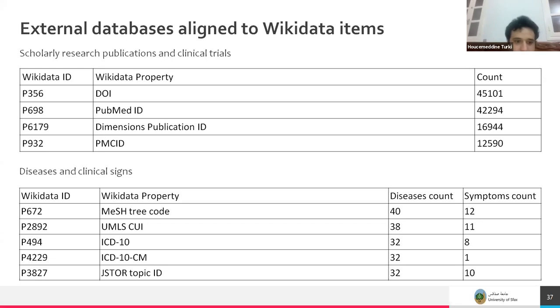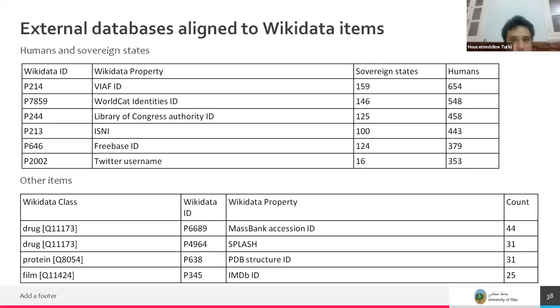And concerning disease, we have seen that the diseases and symptoms are linked in Wikidata to MeSH, to ICD-10, to UMLS metathesaurus, to the major biomedical semantic resources. Concerning the humans, they are linked to VIAF, the authority control for library staff, WorldCat as well, Library of Congress authority control as well, the Freebase ID, the Twitter usernames, mainly for the people affected by COVID-19.